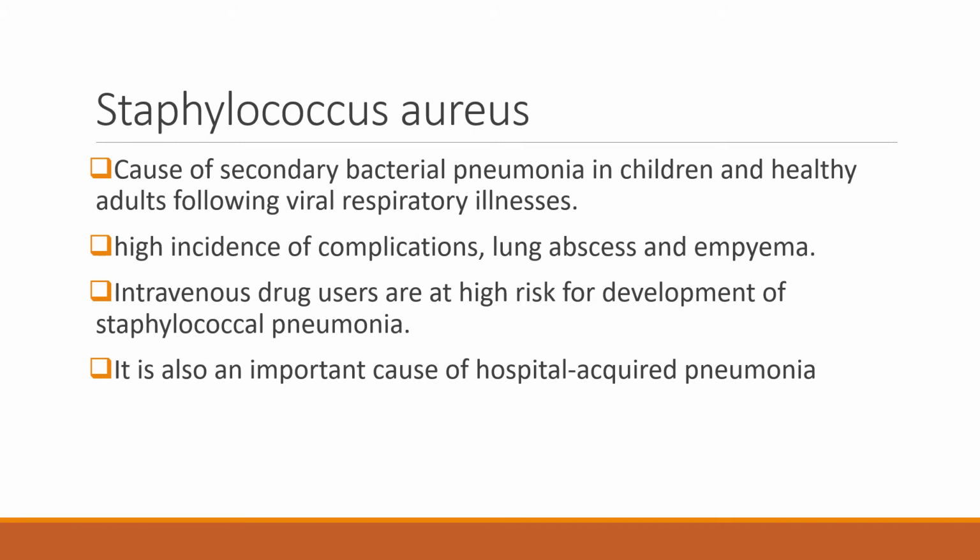Then Staphylococcus aureus, that is the cause of secondary bacterial pneumonia in children and healthy adults following a viral respiratory illness. So first there is a viral infection and then superimposed bacterial infection, and these superimposed bacterial infections are common by this organism, that is Staphylococcus aureus. Also there is a high incidence of complications like lung abscess and empyema with this infection. Intravenous drug users are also at high risk for the development of this Staphylococcus pneumonia with endocarditis. And it is also an important cause of hospital acquired pneumonia.